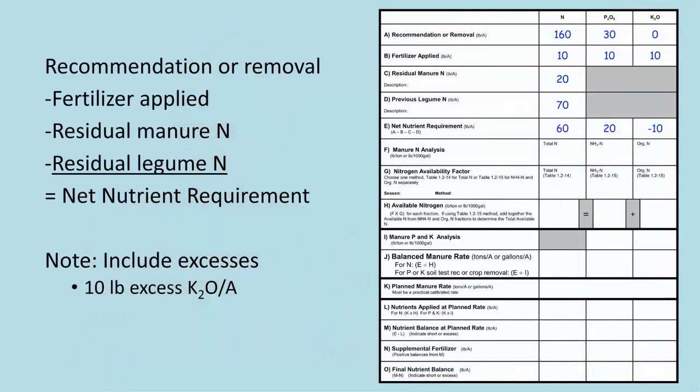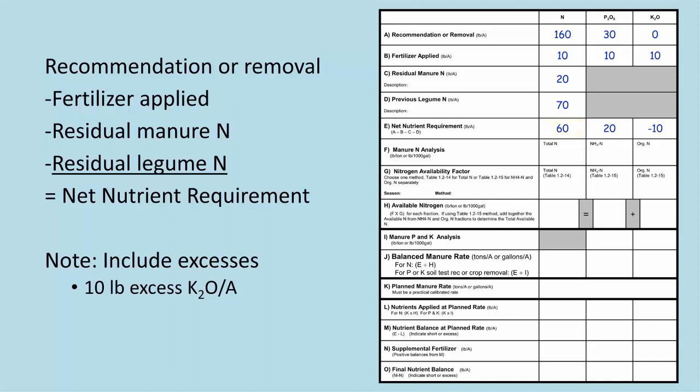Let's look at our example nutrient balance sheet. Our original N requirement based on a soil test recommendation was 160 pounds N per acre. We subtract 10 pounds N available from the starter fertilizer, 20 pounds N available from the residual manure history, and 70 pounds N available from the previous legume to get a net nutrient requirement of only 60 pounds N per acre. This is the amount of N that we can apply through manure without exceeding the crop requirement.